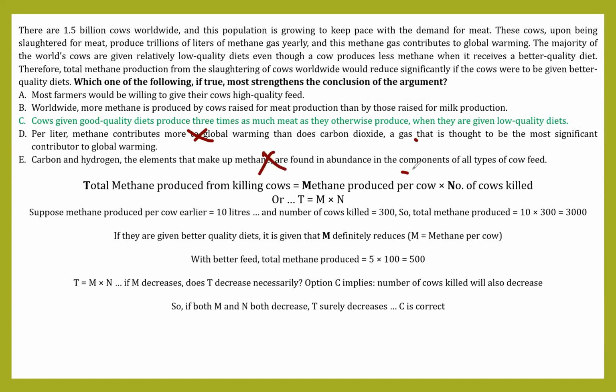Carbon and hydrogen. What are you supposed to prove? That production of methane coming out from the cows will go up. Please tell me what it is that you disagree with. One person raised a hand, so let me know. Yeah, speak.